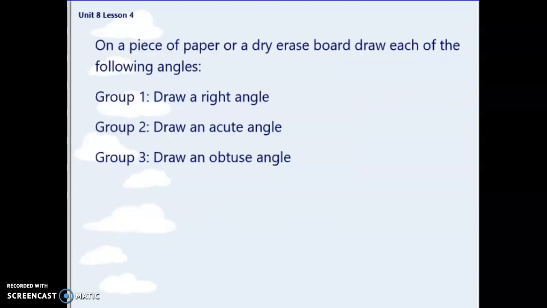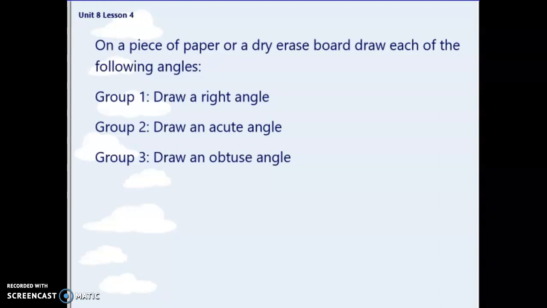Let's go on. All right, you need a piece of paper and a pencil, or you could have a dry erase board with a marker and an eraser, and you're going to be drawing the following angles. Now I know it says group 1, group 2, and group 3 on the slide, but that's if we were at school. So at home, will you just take out a piece of paper and a pencil, and I want you to draw angles, not triangles. I want you to draw these 3 angles.